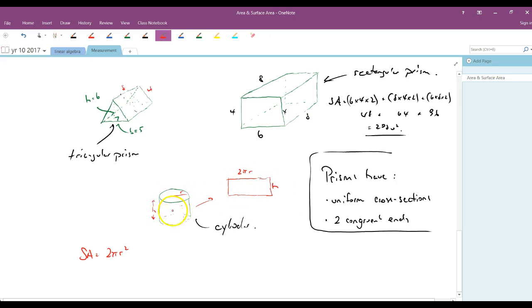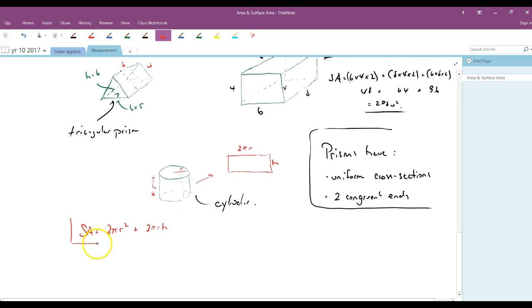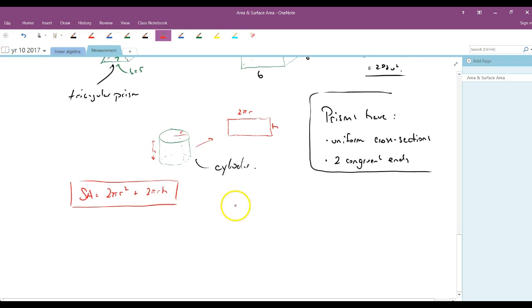All right, so I've got the two circles, which is 2 pi r squared, and I've got this rectangle that laid flat has dimensions 2 pi r times h. So that's my surface area of a cylinder: 2 pi r squared plus 2 pi r h.